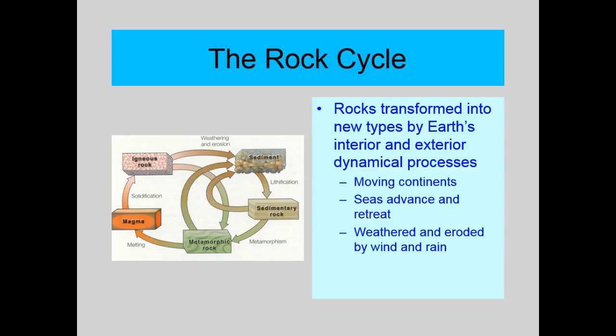So this is your rock cycle. It never stops. Sometimes it takes centuries or millennia to happen, but it's always happening. The circle might go like this. It might go like this. It might go like this. It can go all sorts of ways, but that's the rock cycle. Always changing. Very, very slowly, but always, always changing.